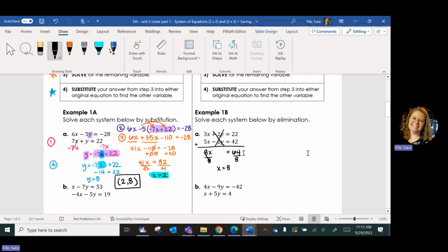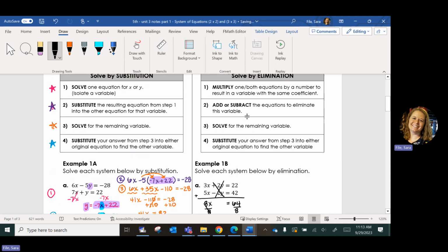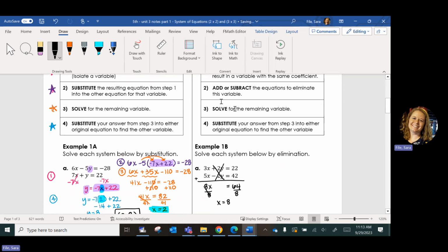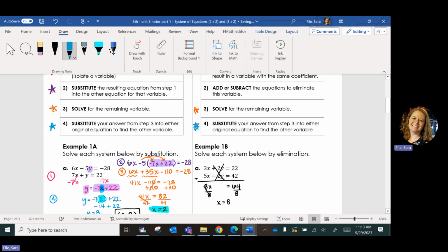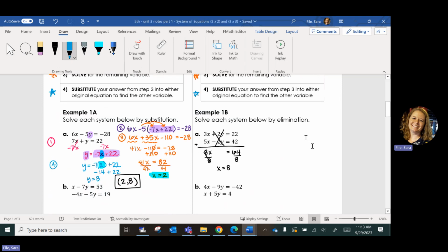All right, so now that I've done that, I didn't have to do step 1 here. I just went ahead and did step 2. Now, step 3 and 4 are the same as with substitution. Well, I actually already did the solve part. I got x is 8. Now I'm going to jump to that last step, step 4, and I'm going to substitute 8 into one of the original equations to solve for y, to solve for the other variable.